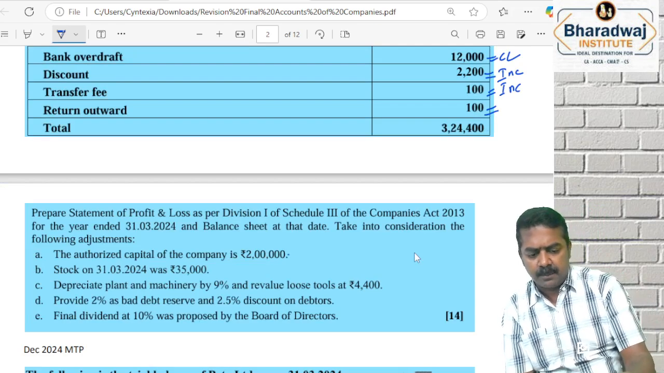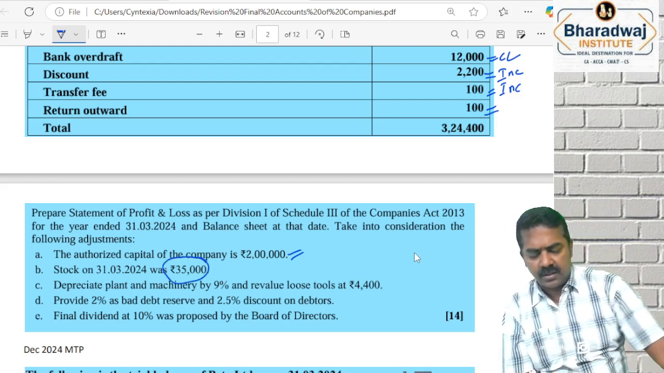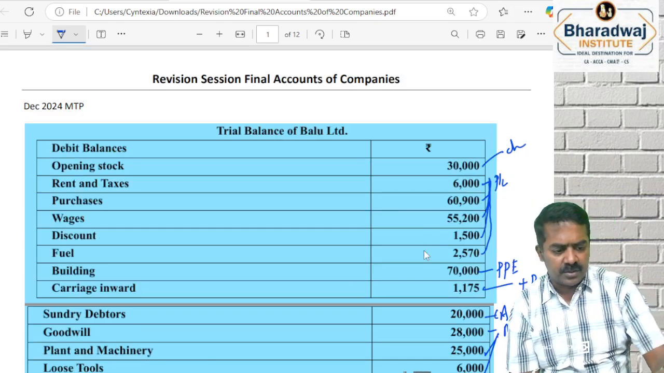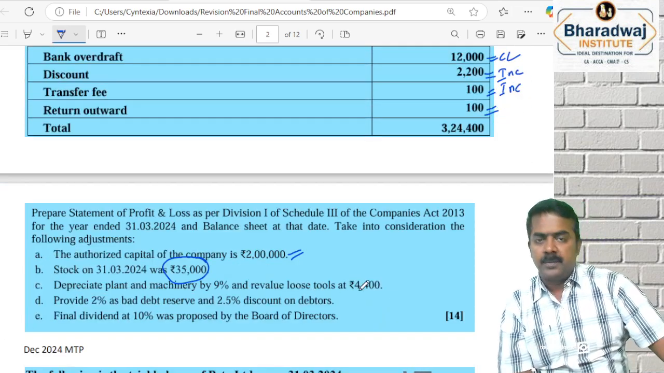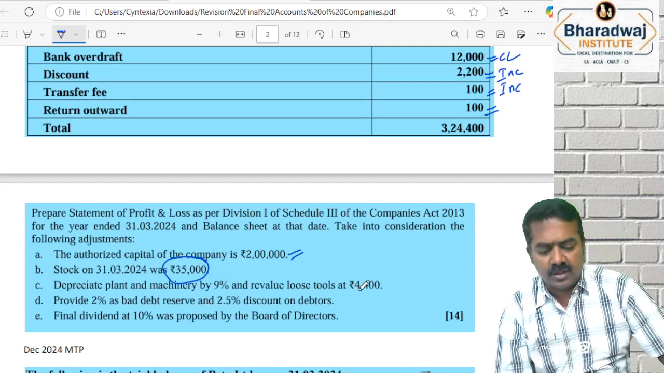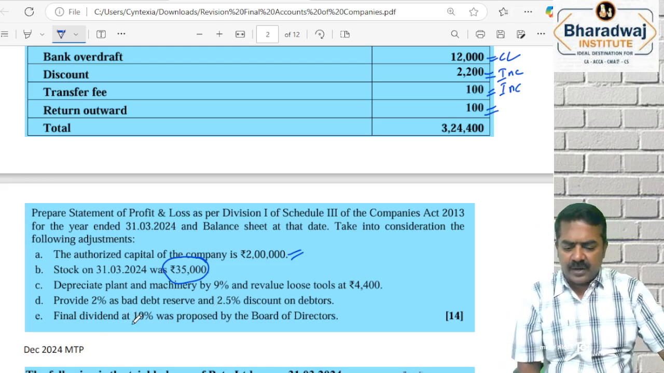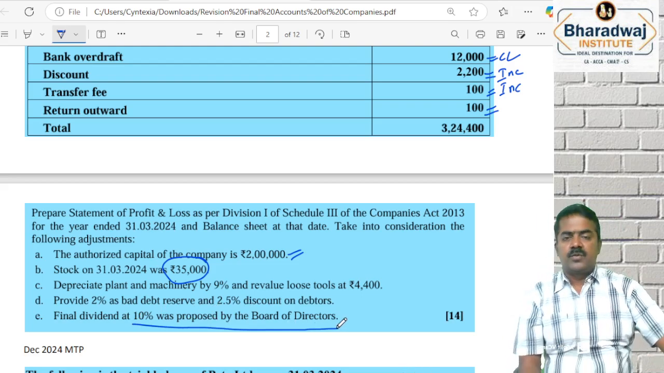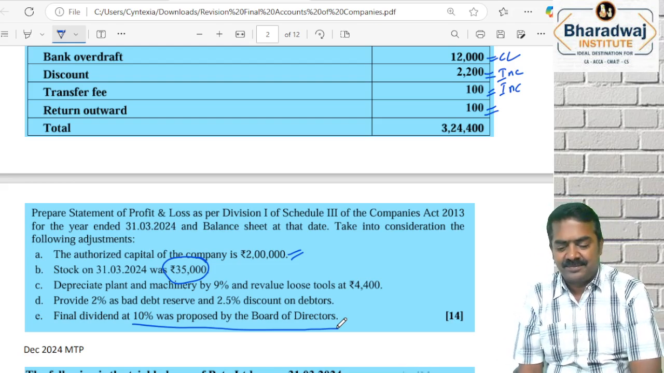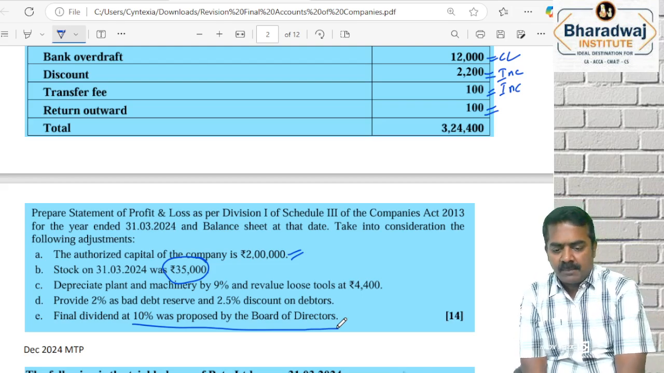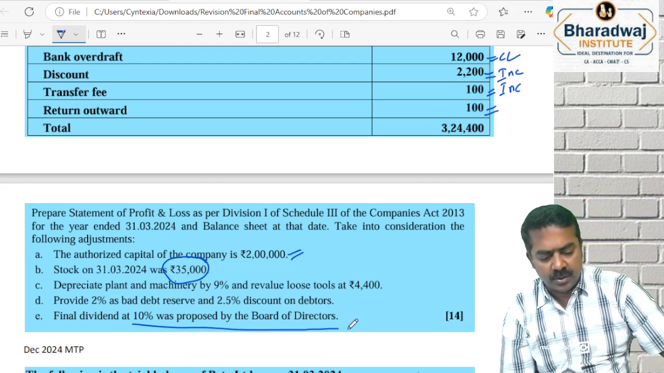Then the authorized capital of the company is just a note to accounts. Closing stock, you see, 35,000. What was the opening stock? 30,000. So we'll record this in change in inventory in the P&L account. Then depreciation will come in the P&L account as well as in the balance sheet. Provision for bad debts and discount will come in the P&L account. The final dividend proposed by the board of directors, where will it come? Correct. Notes to accounts. It will appear in notes to accounts.